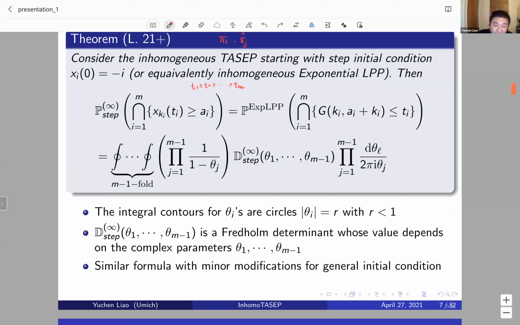Here, what does the formula look like? The formula is the following. You have a joint distribution, and it's actually an m-1 fold contour integral. Here, there are m-1 parameters, theta 1 through theta m-1, and this is an m-1 fold contour integral, where the integrand has two parts. One part is simple, it's simply this product of this m-1 factor. The other part, D, which I haven't given you the precise definition of yet, is a Fredholm determinant.